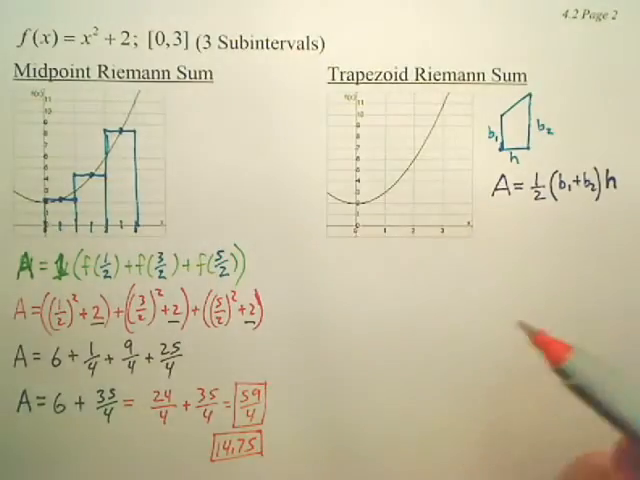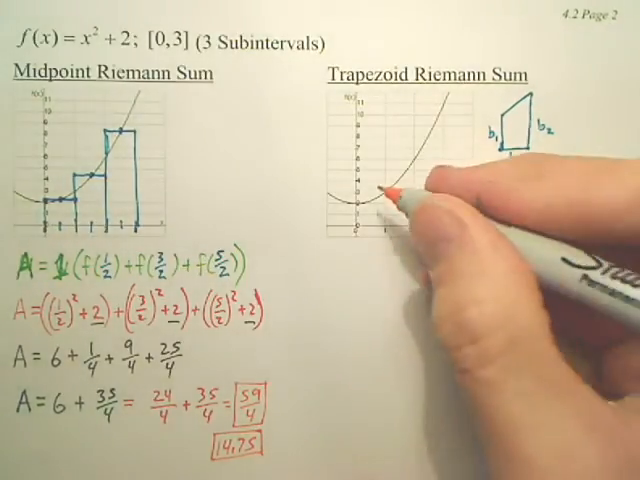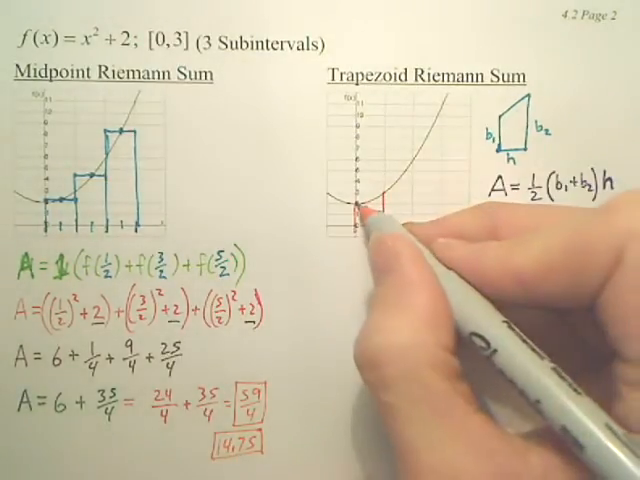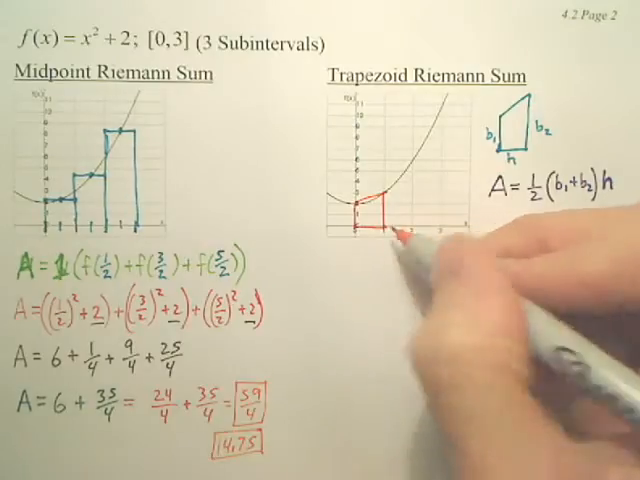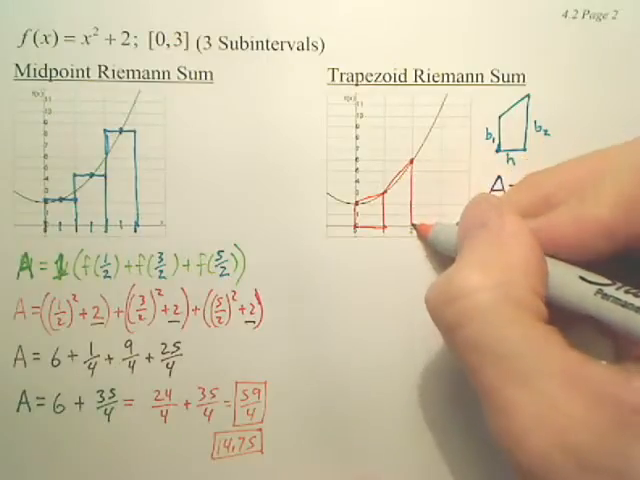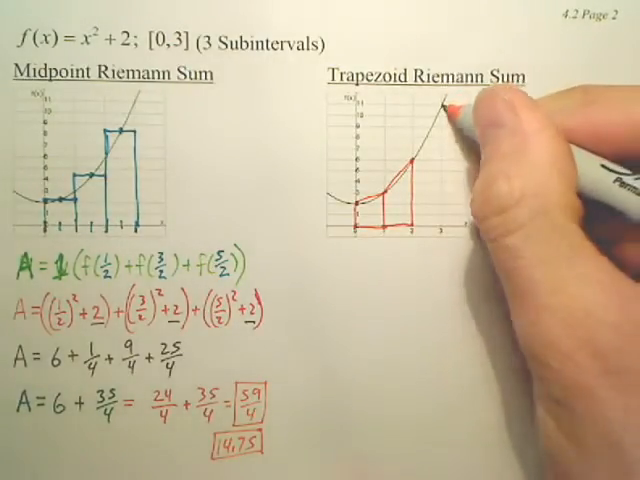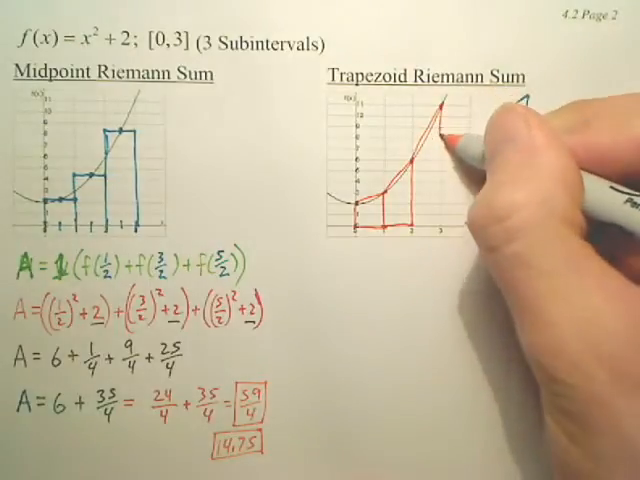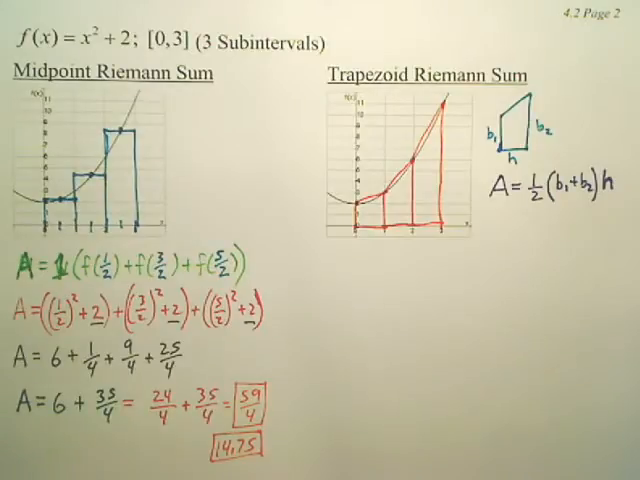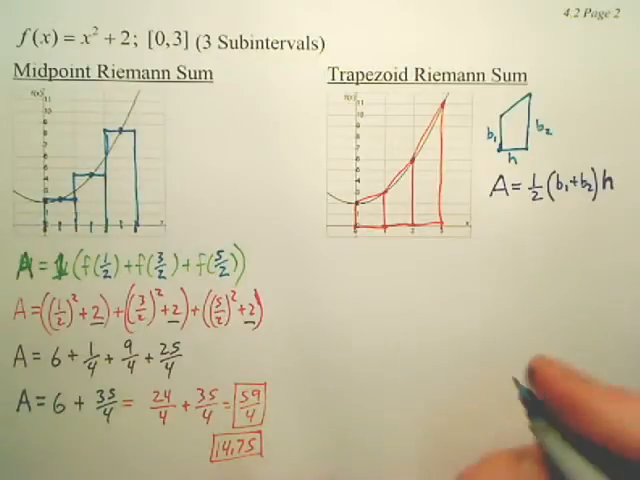Now, the next one. That's midpoint rule. For trapezoids, we're going to take each edge where it hits and make a trapezoid. Again, we're doing 3 intervals. Can you see how accurate these are? The trapezoids are very accurate because they tend to fit it well. And the more trapezoids you have, the more accurate it gets.